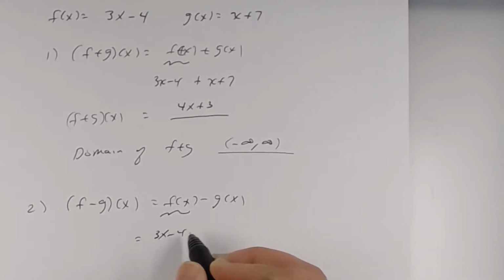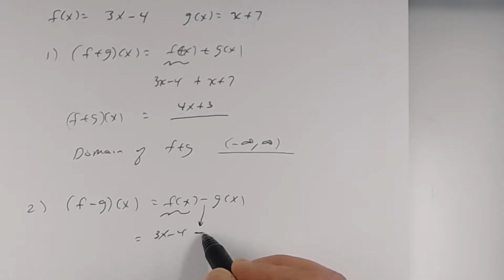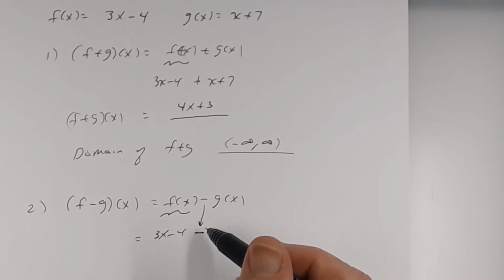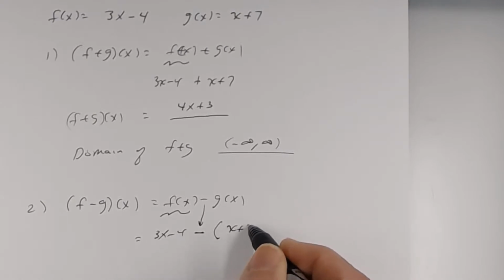3x minus 4. Now be careful with the subtraction. See, you're subtracting, right? So the way you want to do this is this. You're going to bring the subtraction symbol down, but you're subtracting g of x. g of x has how many terms? 2. I got to subtract each of those terms. So put that in parentheses to begin with. So put g of x in parentheses. What goes here? x plus 7.